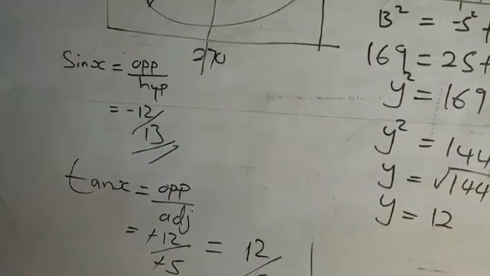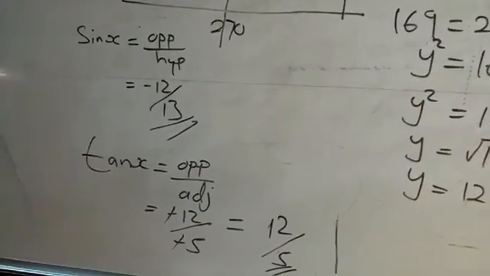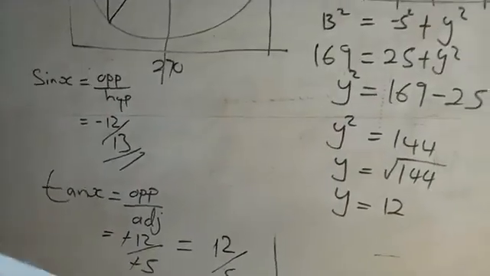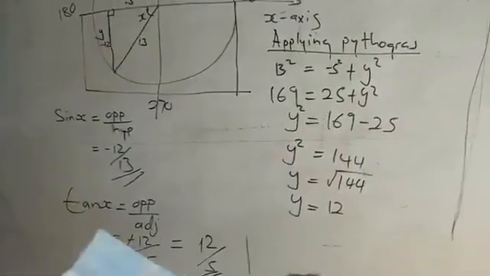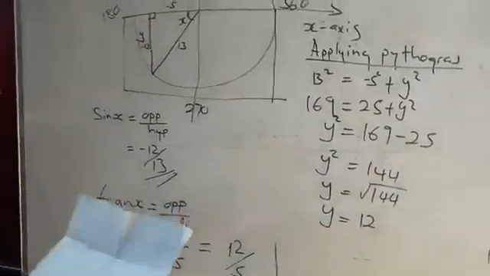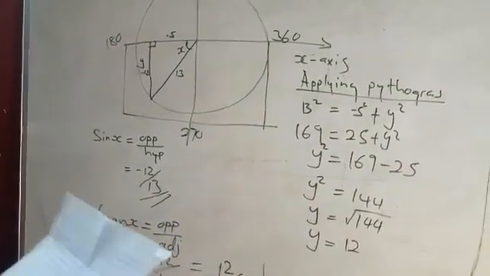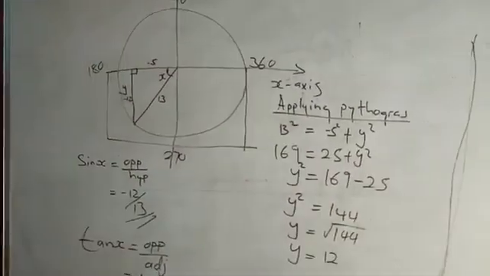After doing that, we have completed what we call a right angled triangle. So we are going on to what we call a non-right angled triangle.